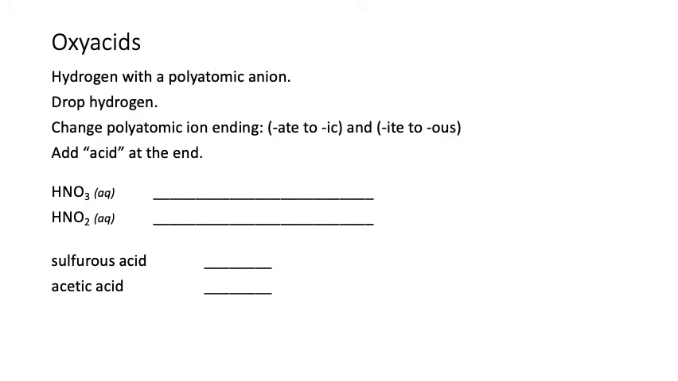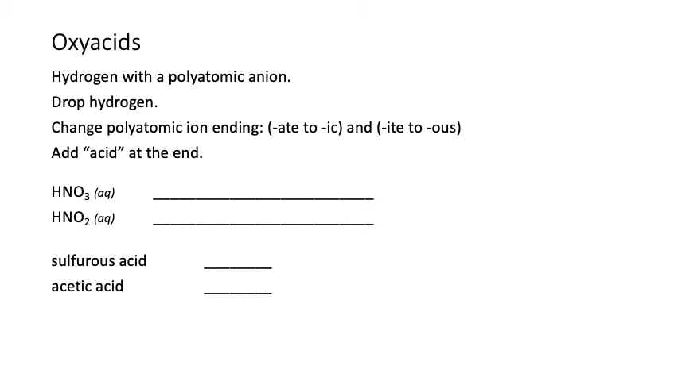Next, we have oxyacids. Oxyacids are going to be a hydrogen with some polyatomic anion. For this, we're just going to drop hydrogen completely. When we talk about acids, especially oxyacids, hydrogen's understood, so we don't need to include it in the name. Then we're going to change the ending of the polyatomic ion. If it's an ate, we're going to change it to an ic, and if it's an ite, we're going to change it to an ous. And then, of course, we're going to add acid at the end.